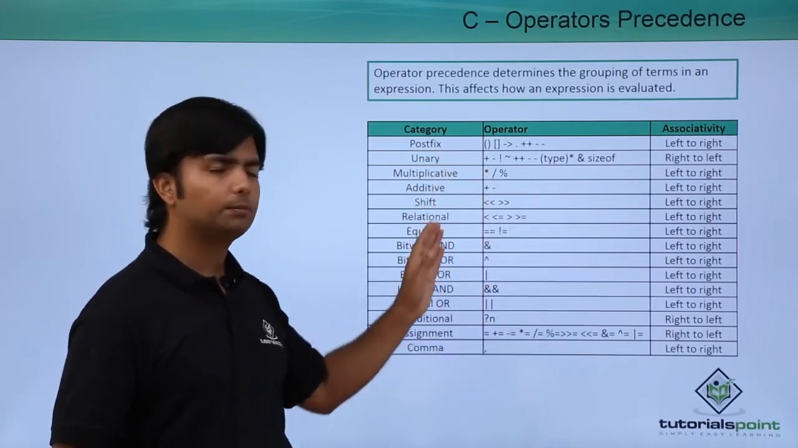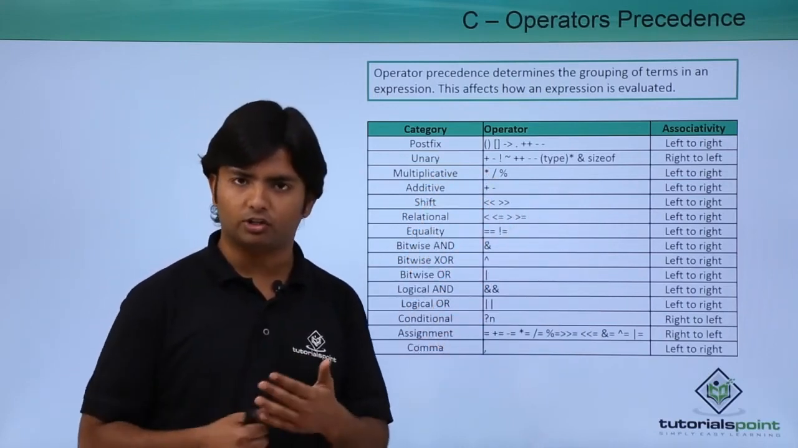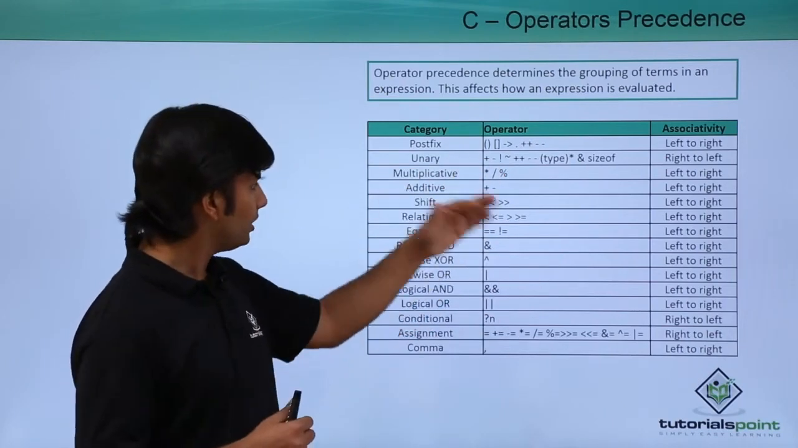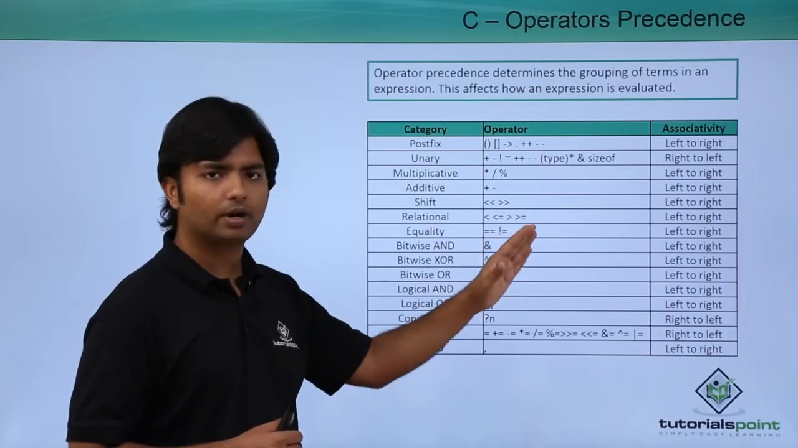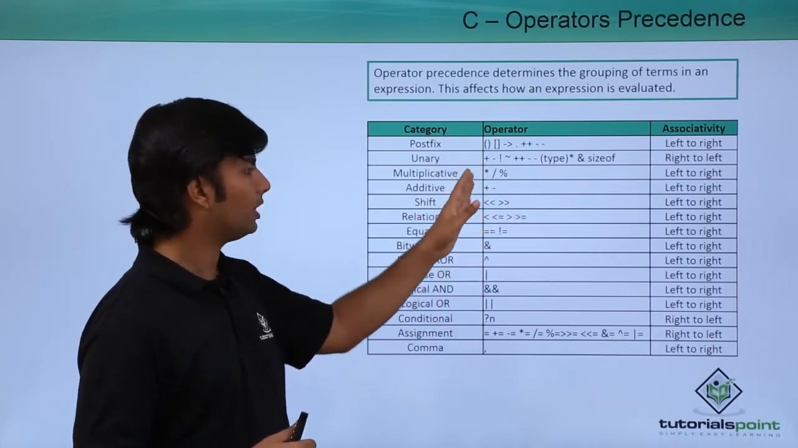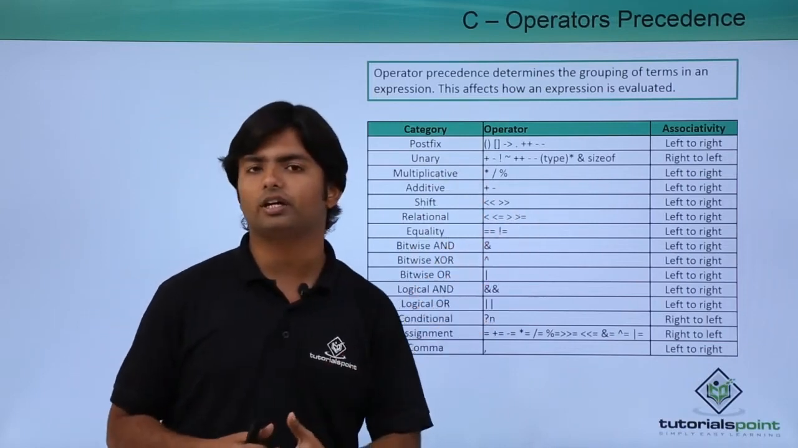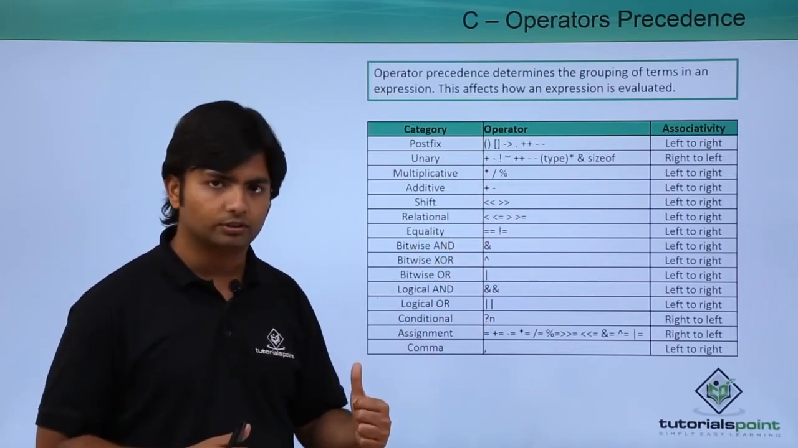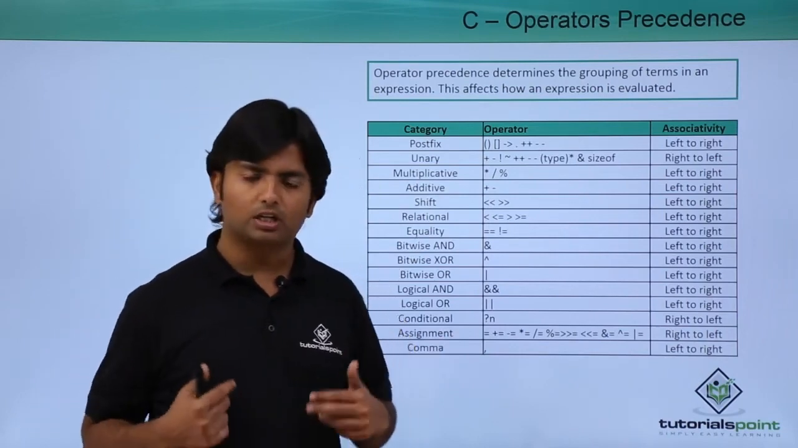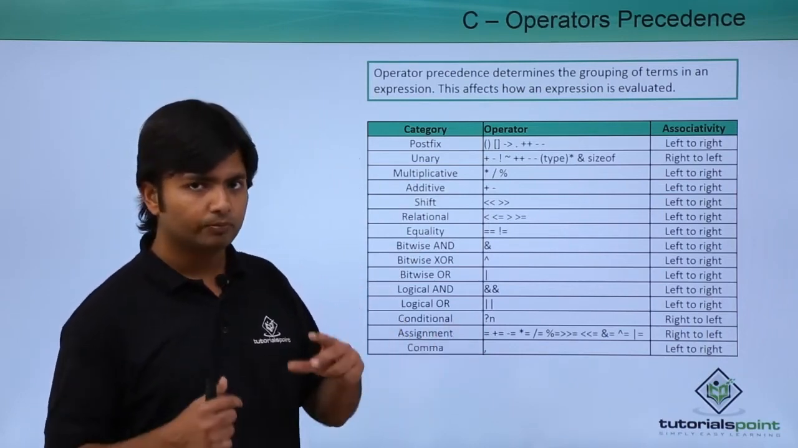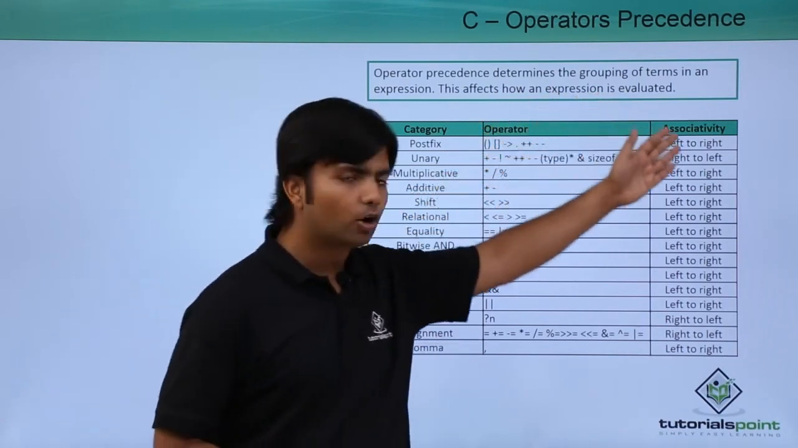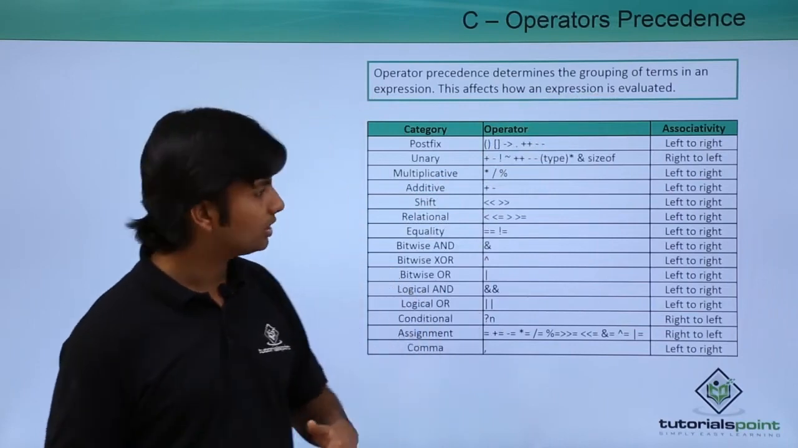After that, the multiplicative operators, meaning multiplication, division and modulus, will be executed. Right after that, we have plus and minus. Both have the same precedence. Similarly, multiplication, division and modulus all three have the same precedence. So if a statement has multiple operators of the same precedence, then we go for the associativity. And for different operators, we have different associativities.